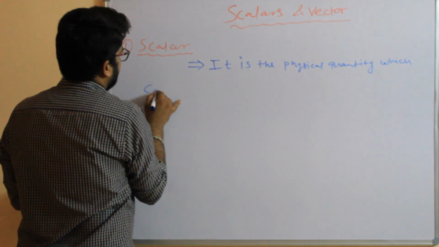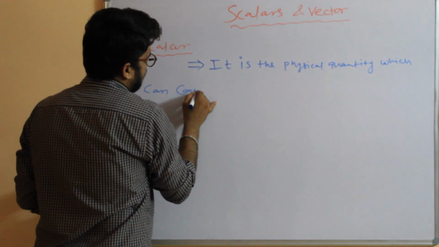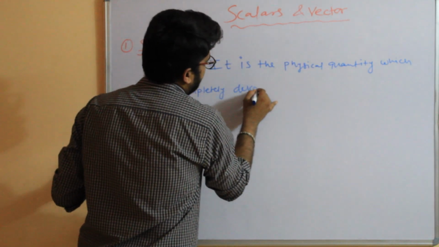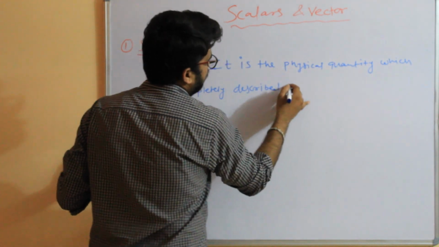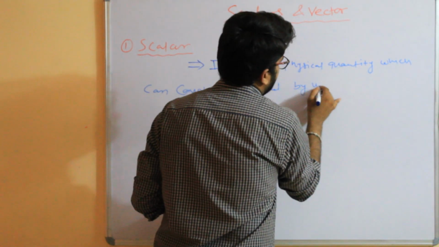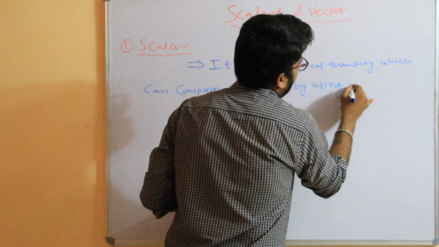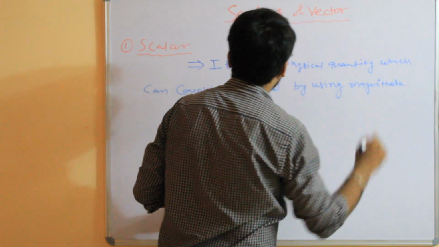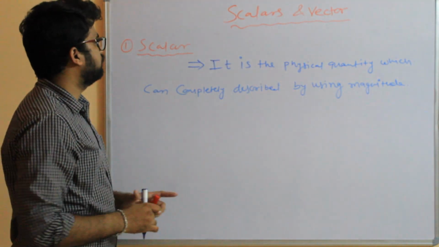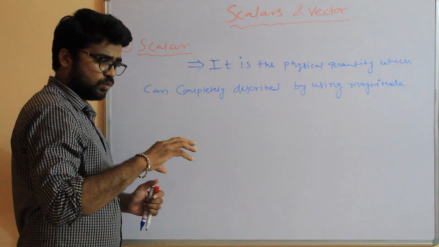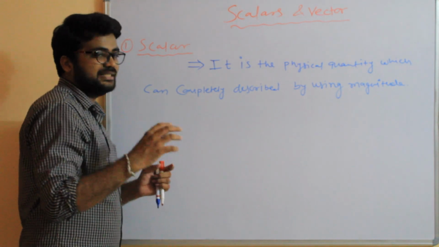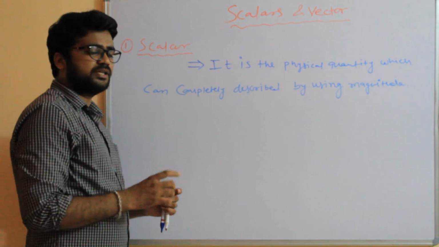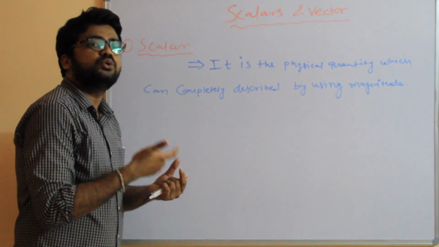which can be completely described by using magnitude, right? Magnitude only. So those quantities which can only be described by using the magnitude are called scalar quantities. For a scalar quantity, a magnitude as well as one unit is there.